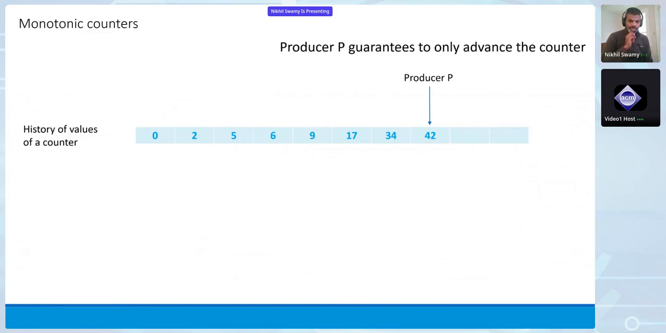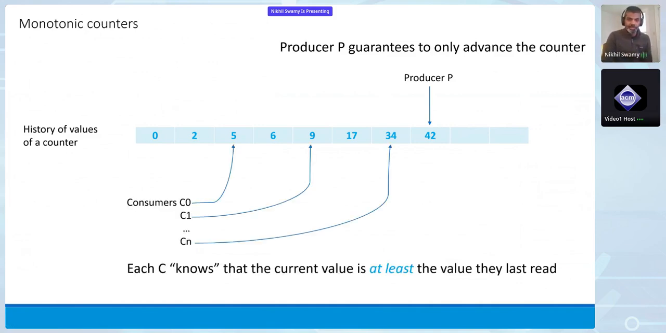So for monotonic counters, here's a simple picture of it. Let's say this picture in the middle depicts the history of values of a counter. And let's say you have a producer, and the producer is producing new values of the counter and is advancing this history at the tip. And the producer guarantees to only advance the counter.